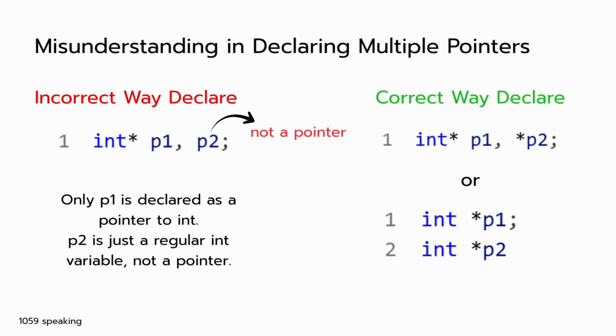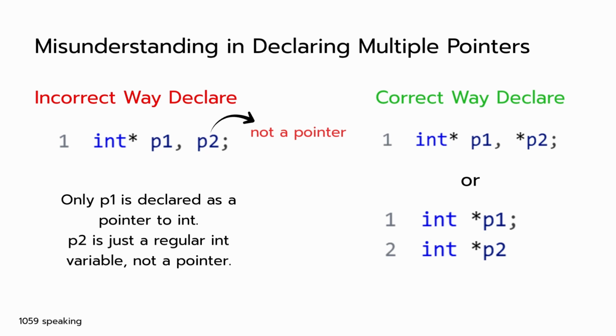Finally, let's look at a misunderstanding in declaring multiple pointers. Here is the incorrect way. It may look like both p1 and p2 are pointers, but they are not. Only p1 is a pointer to an integer, while p2 is just a normal integer variable.